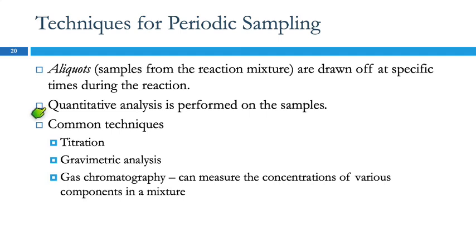So then we do quantitative analysis on the sample, and we can figure out what the concentration is at that point in time. So for periodic sampling, we can do things like titration. If it's an acid or a base, maybe, you pull the sample out and you can titrate it just like we did in Chem 1A and find out the concentration. You could use gravimetric analysis. This is where you may precipitate it into a solid and collect that and weigh it, and from that you can calculate how much is in the sample.